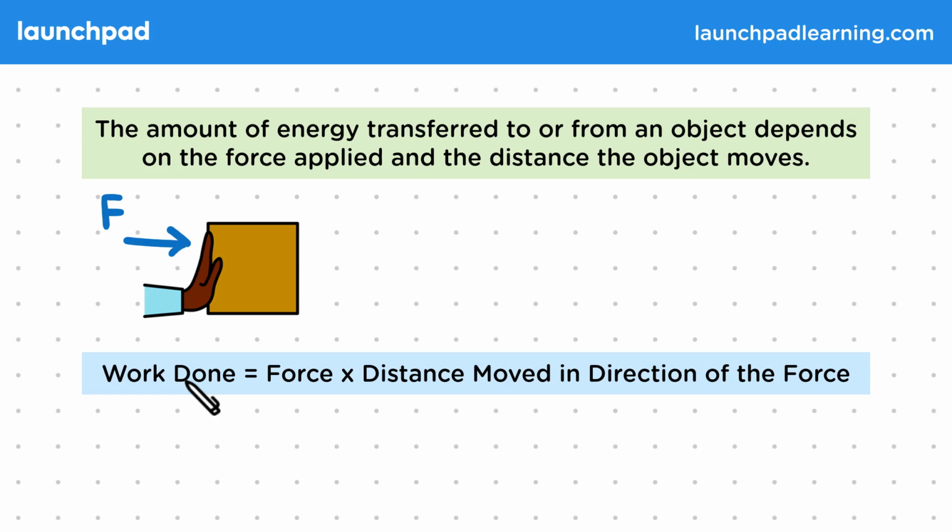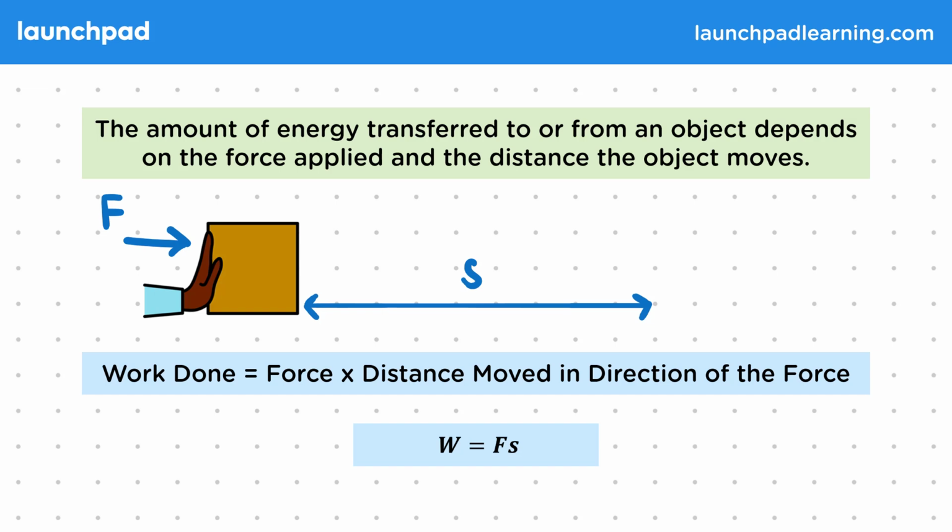We can also write this equation in symbol form, W equals F times S, where W is the work done, F is the force doing this work, and S is the distance the object moves in the direction of the force. In your exams, you'll see the term work used to describe many different energy transfers, but you'll only need to do this calculation for simple cases of forces making an object move a measurable distance. But what units should we use for this equation?